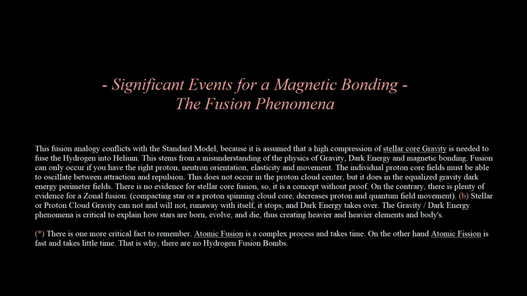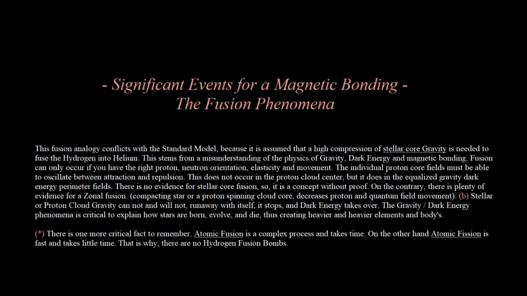This fusion analogy conflicts with the standard model, because it is assumed that a high compression of stellar core gravity is needed to fuse the hydrogen into helium. This stems from a misunderstanding of the physics of gravity, dark energy, and magnetic bonding. Fusion can only occur if you have the right proton-neutron orientation, elasticity, and movement.